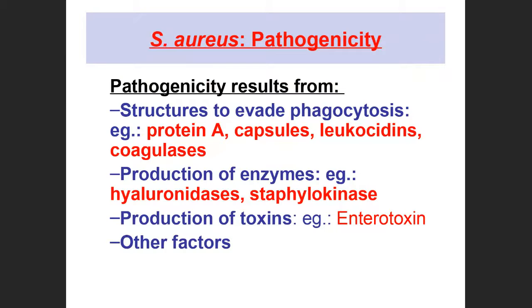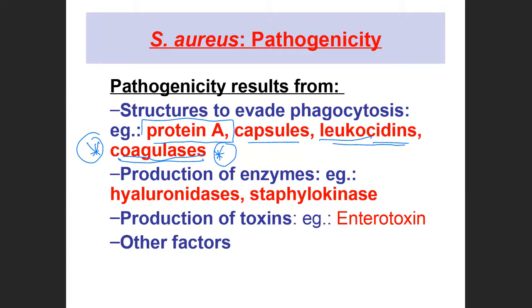Now, the pathogenicity results from many attributes that the bacteria have. Pretty much all strains are going to have a protein A, which we'll talk about here in just a second, capsules. Leukocidin, cidin means to kill, so these are enzymes that kill leukocytes, white blood cells. Coagulases, this is an important enzyme because it's unique to Staphylococcus aureus, this right here separates Staphylococcus aureus as a pathogenic organism from other Staphylococcus.